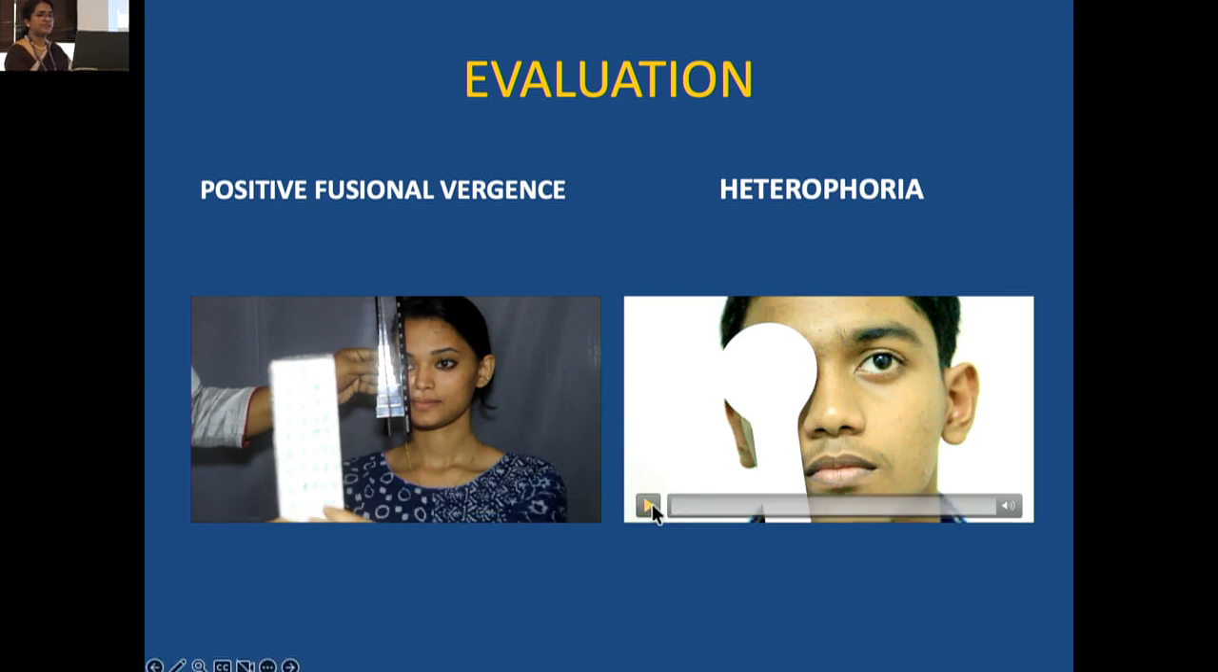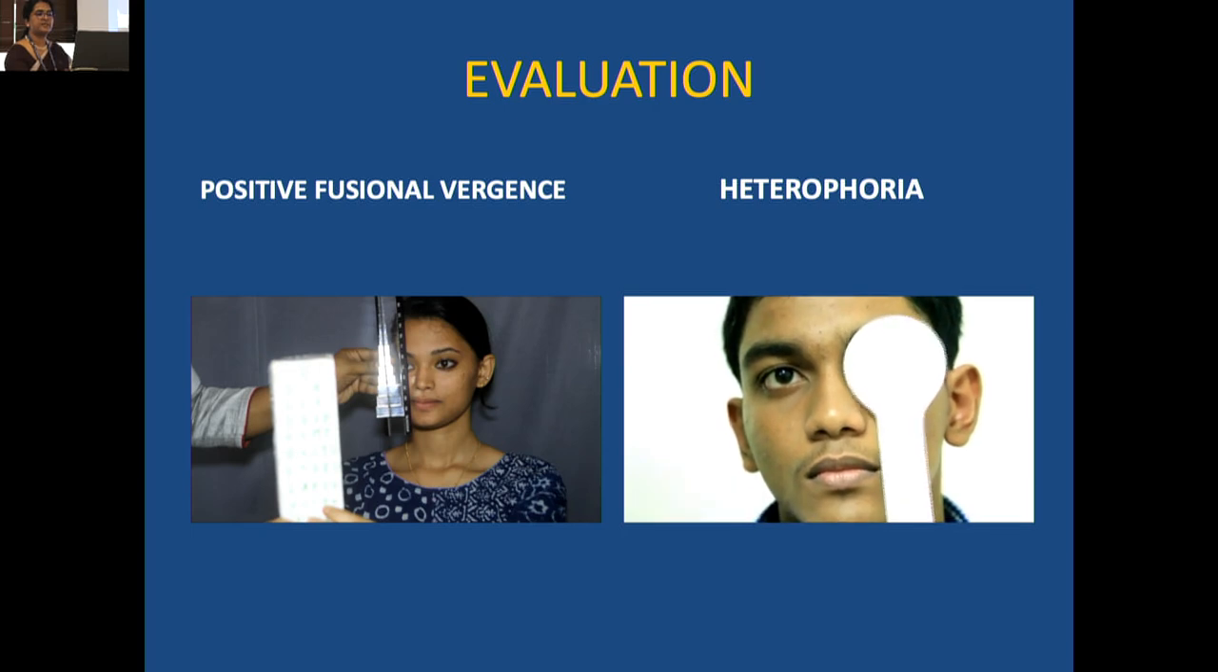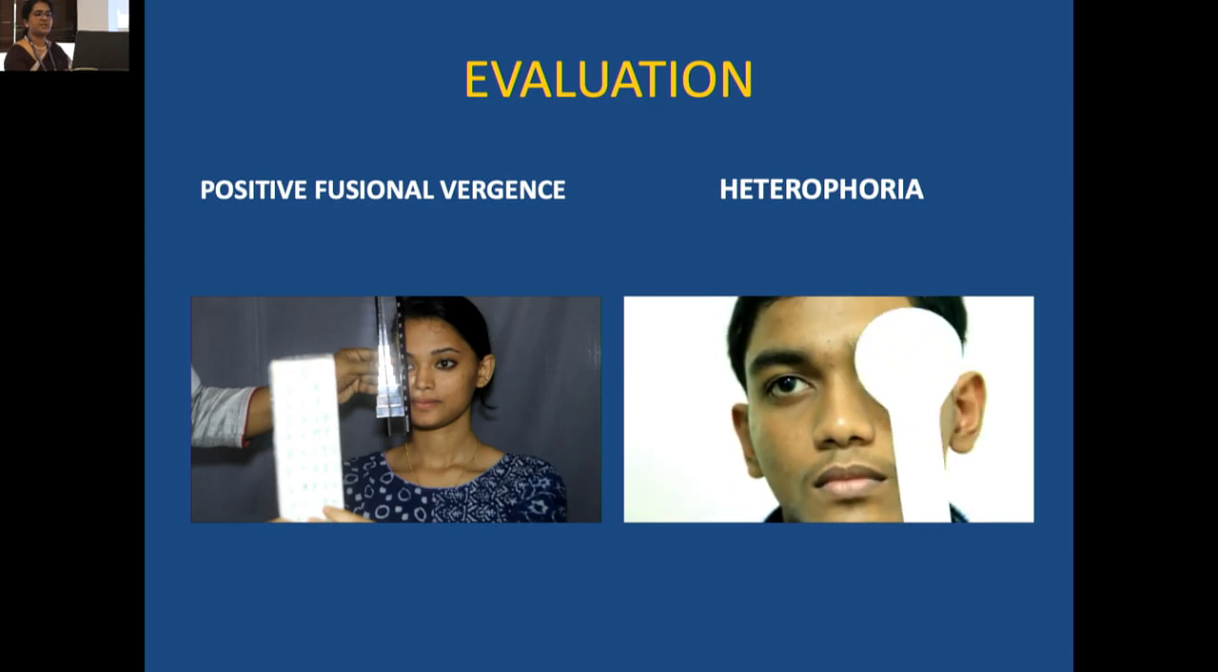And heterophorias are latent deviations, and these present as a small amount of squint, which is often missed in a usual OPD evaluation. But if the child has normal visual acuity with asthenopic symptoms, always look for a small phoria. It can cause all these problems.